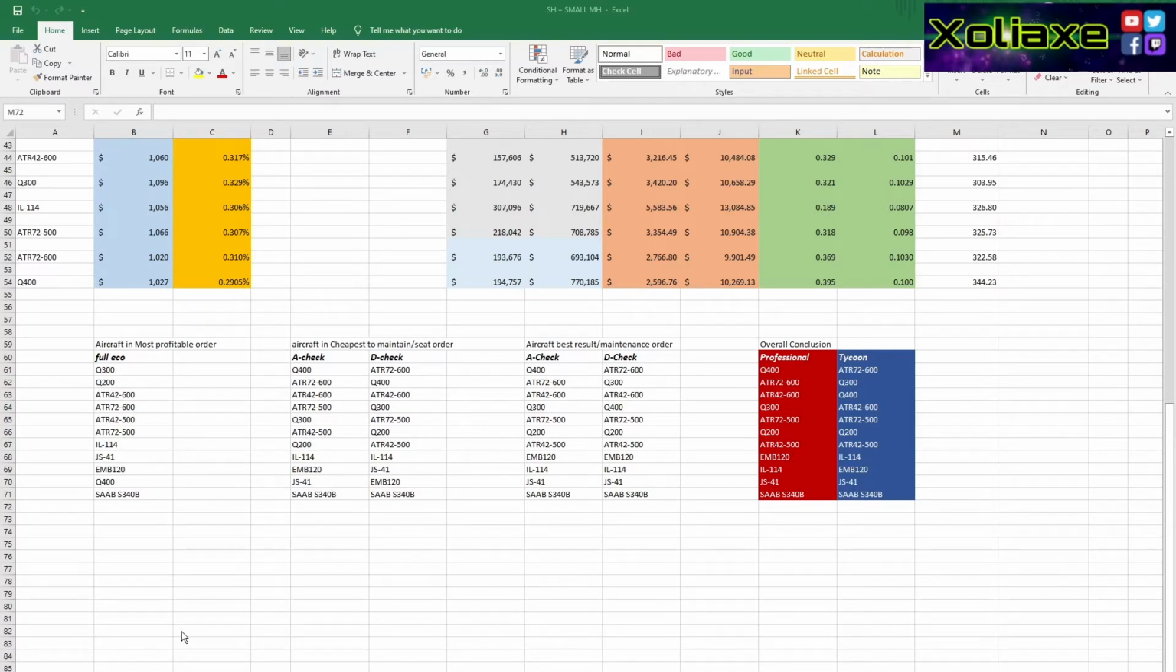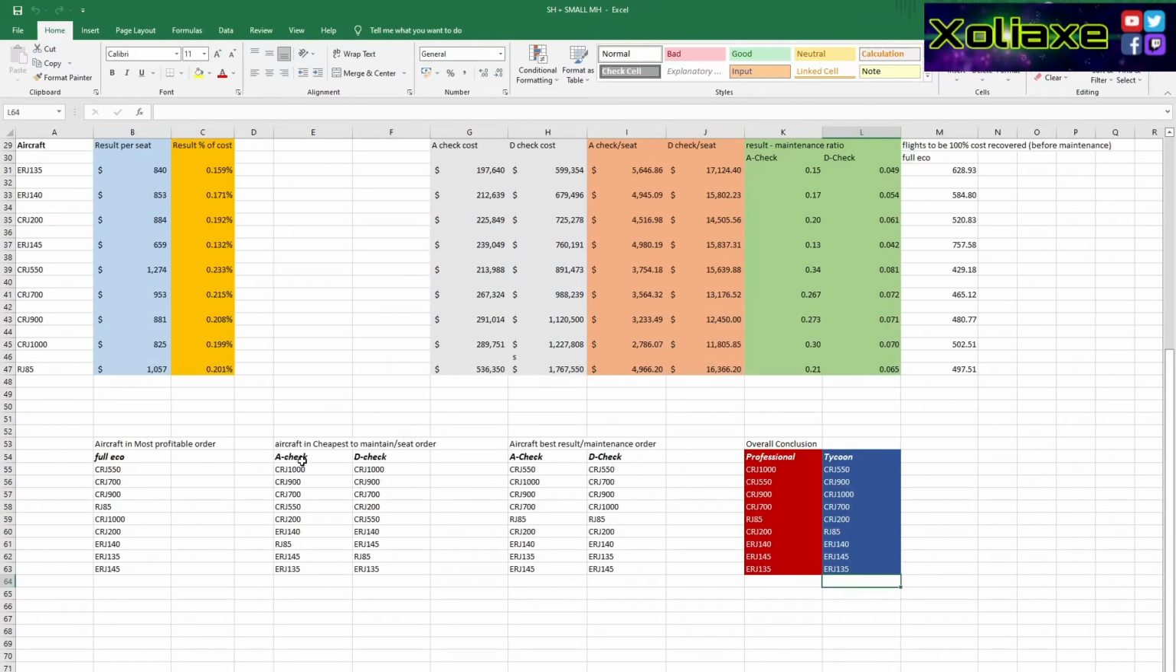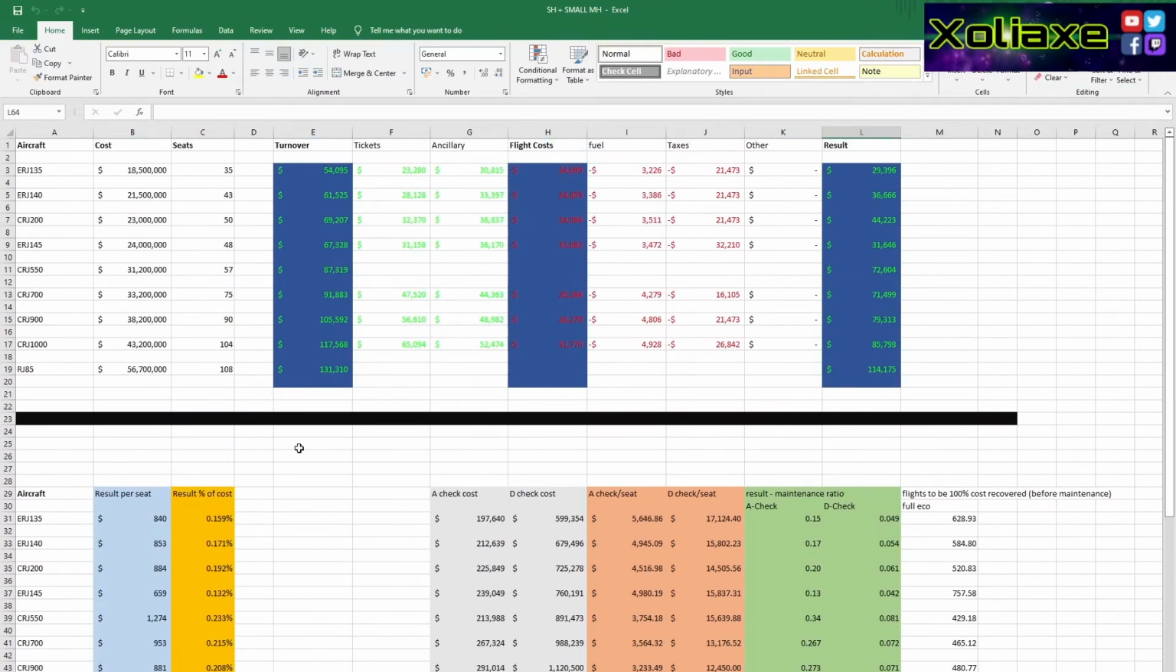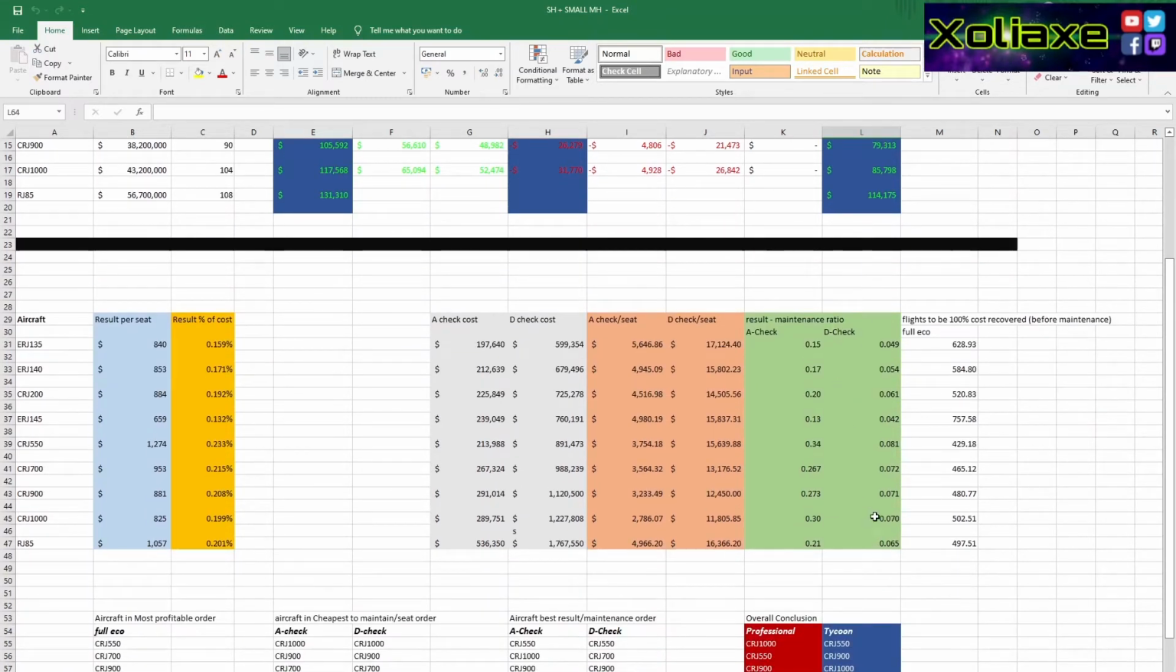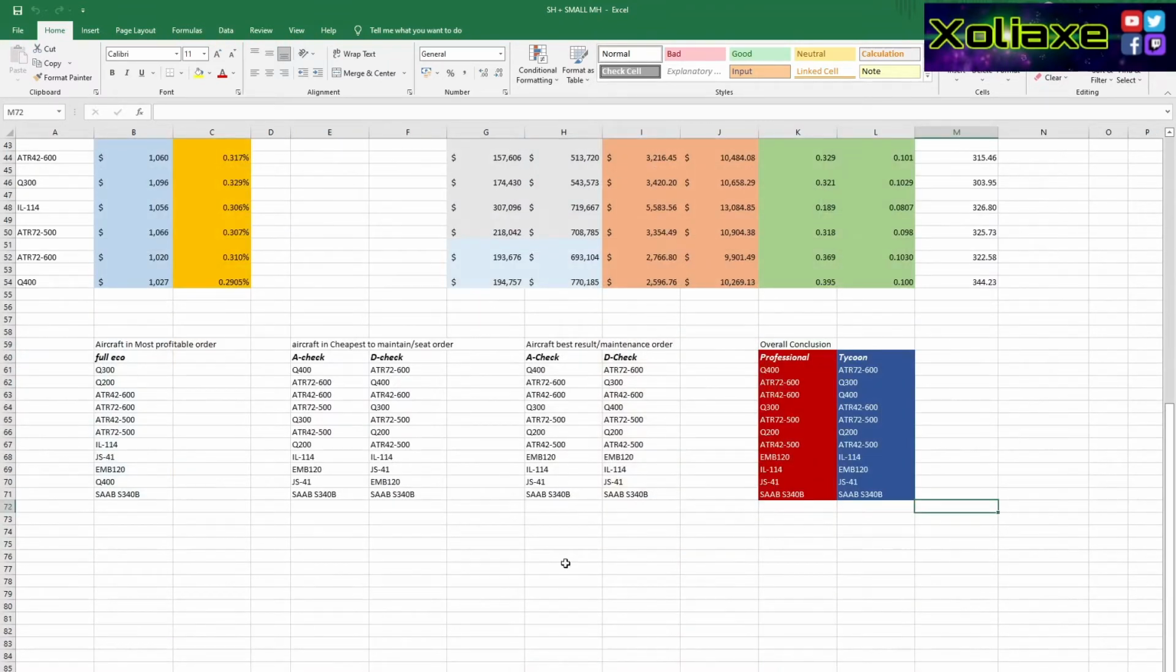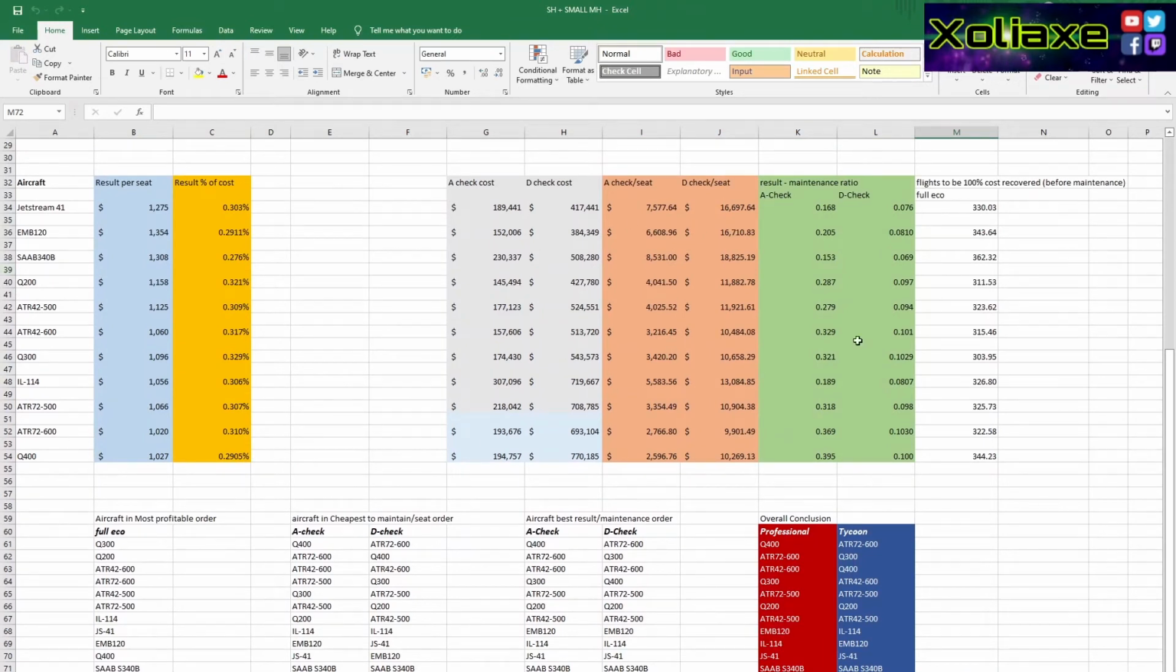Right, we'll move on then to the jet powered short hauls. So this is your CRJs, ERJs and your RJ85. Again, I ran this on the same route as well, so these numbers here should be pretty comparable to the previous sheet. As you can see, the ratios are actually lower, and the number of flights it takes you to recuperate them is much higher. So my advice to you is the propeller aircraft are much more cost effective when it comes to the really short haul stuff.